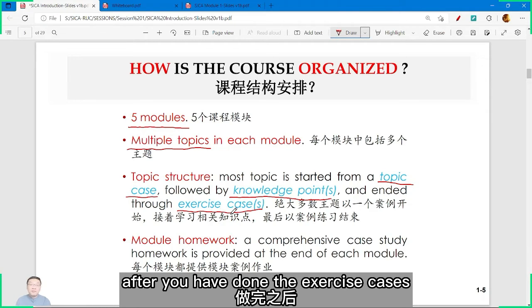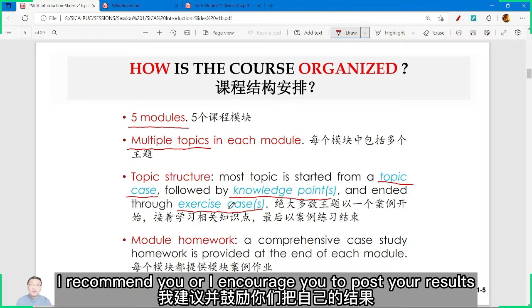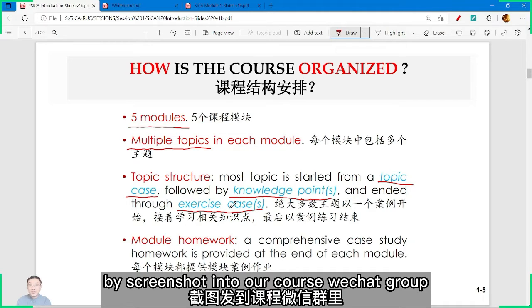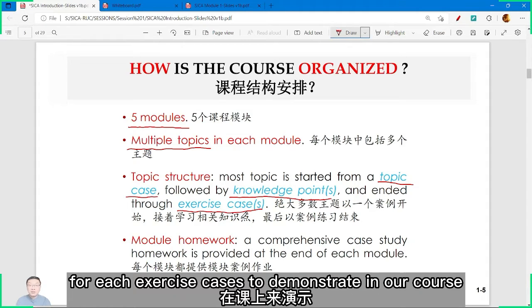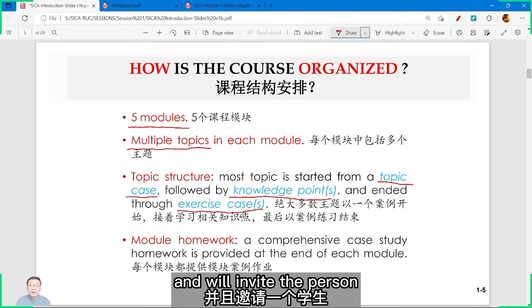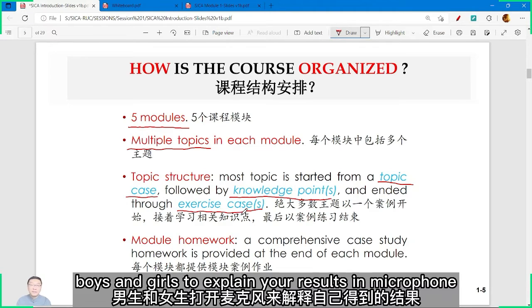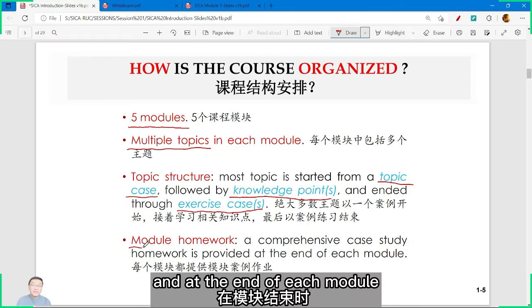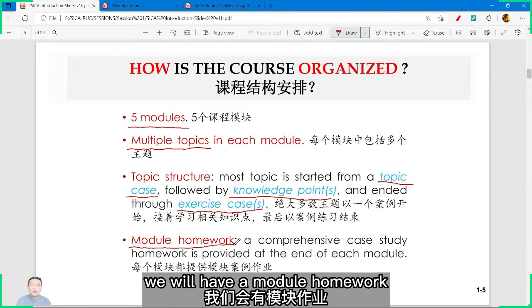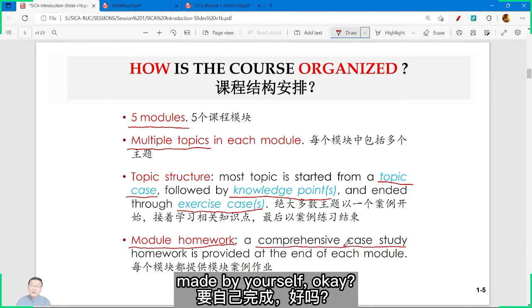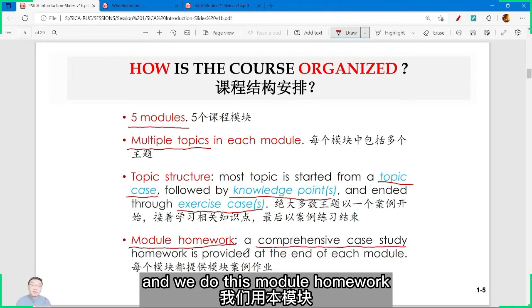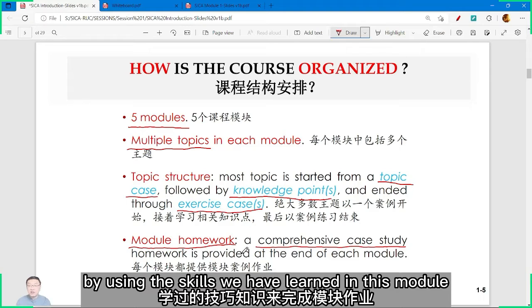After you have done the exercise cases, I encourage you to post your results by screenshot into our course WeChat group. I will choose one of them for each exercise case to demonstrate in our course. And we'll invite the person, boys and girls, to explain your results in microphone. And at the end of each module, we will have a module homework. Module homework is a comprehensive case study made by yourself, okay? And we do this module homework by using the skills we have learned in this module.